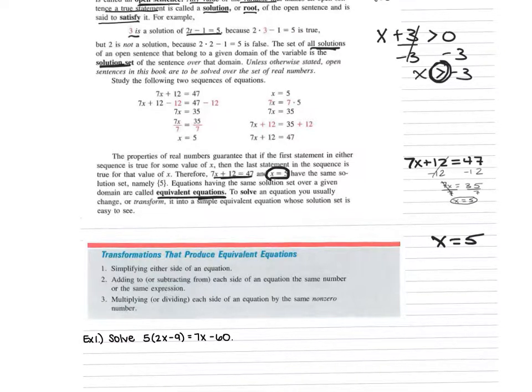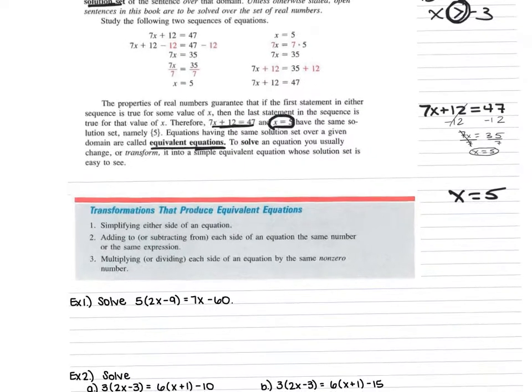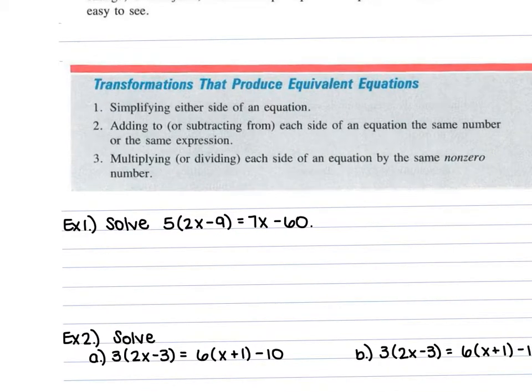To solve an equation, you usually have to change it or transform it. You move things around, and that's what we're going to be playing around with today. Transformations that produce equivalent equations. These are our steps. We're going to simplify either side of the equation. We're going to add to or subtract from each side of the equation the same expression, and then we're going to multiply or divide. So the same steps that we were just doing: we're going to simplify anything that can be simplified. Our number one step is, is there anything that can be simplified from the start?